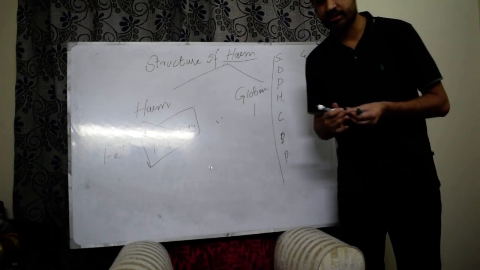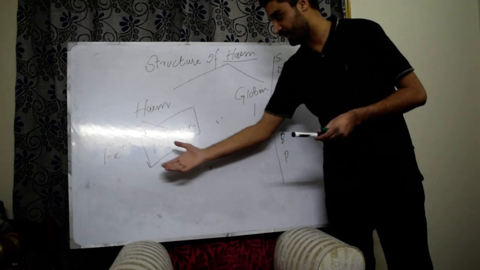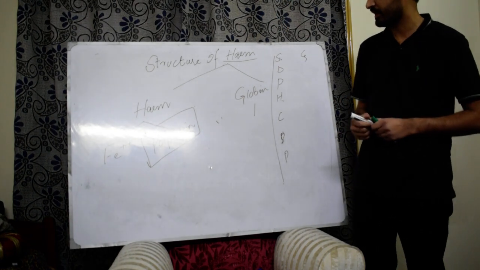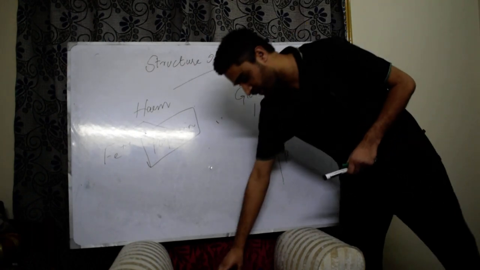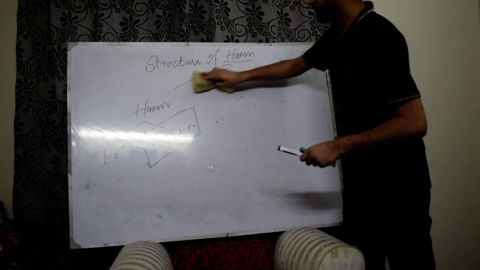Now we are discussing the structure of hemoglobin in detail, so we will come to know why there are certain pathologies related to the human body, like thalassemia and sickle cell anemia. For that we have to discuss the normal structure of this whole thing. So first of all, coming to the structure of heme.